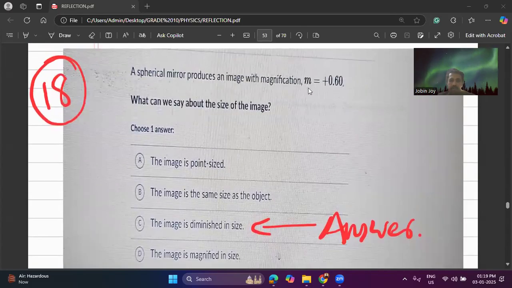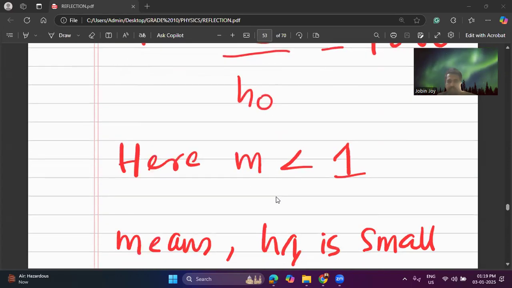Here a spherical mirror produces an image with magnification M equal to 0.60. Magnification is less than 1, which means the image is diminished. If the magnification is more than 1, that means enlarged. This is plus 0.60, so that means it's diminished.